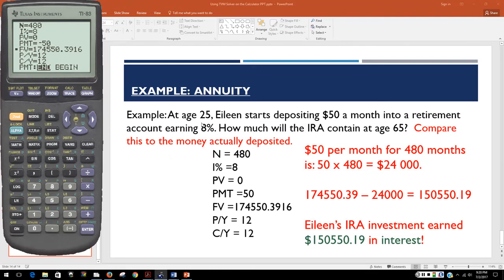So there's our lesson on how to use the TVM solver, and we will practice with this more in class. But I made this so you'll be able to come back to it and refresh your memory on how to do this.